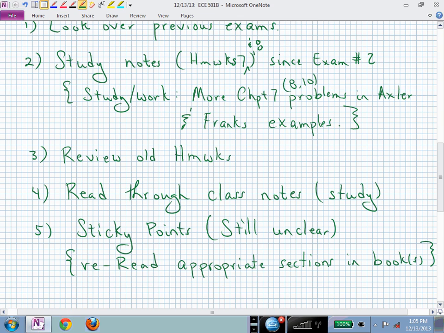You have a few days, Saturday, Sunday, and Monday. You may have to chop up your time depending on how many other finals you have, but you have until 6 p.m. on Monday to prepare for this final exam.